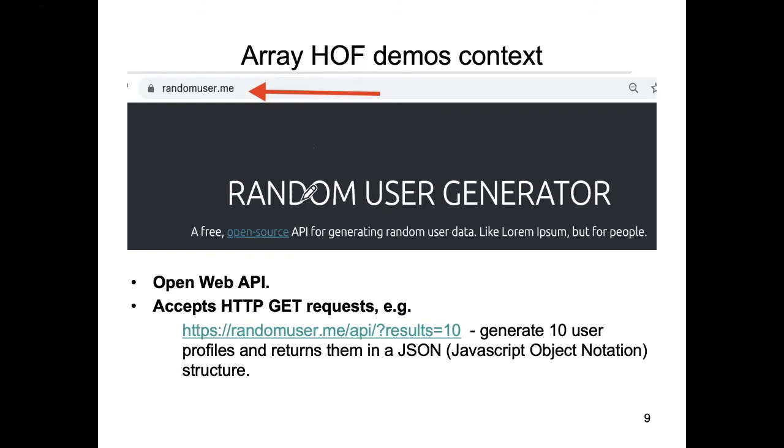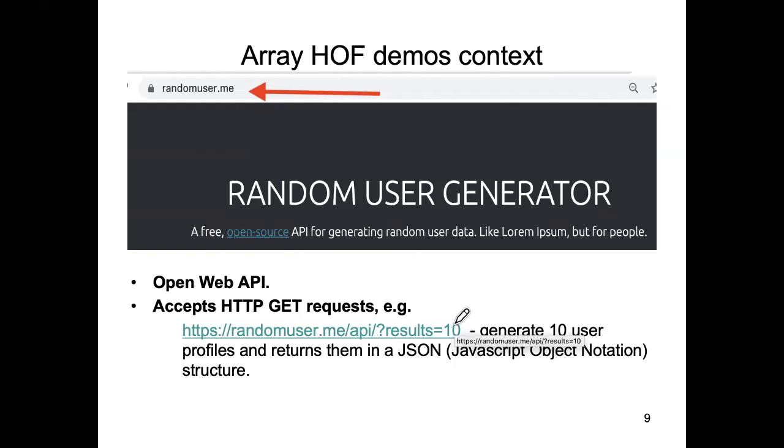So let me just explain the background here first. There's this website called randomuser.me, and you can send it HTTP GET requests like this. What it returns is randomly generated user profile JavaScript objects. Here I'm asking it for 10 randomly generated user profile objects. It returns them in the form of JSON, which is essentially just JavaScript objects.